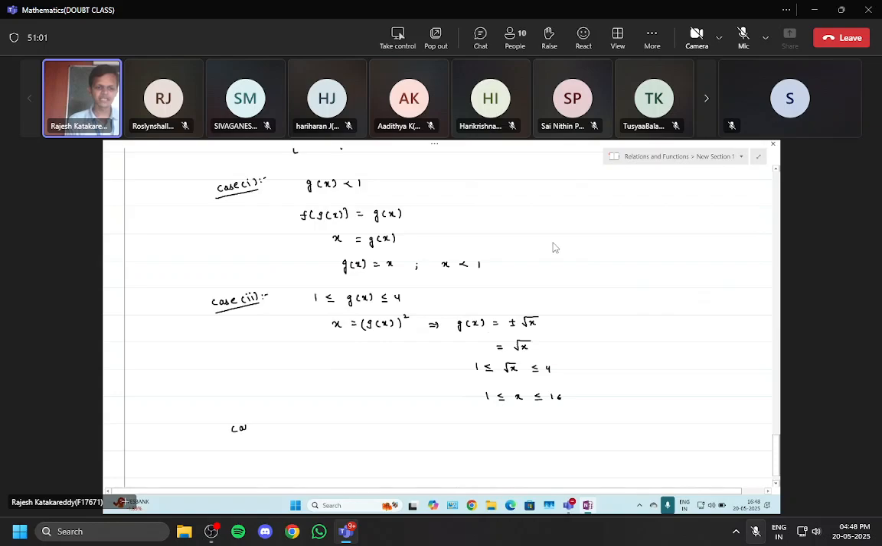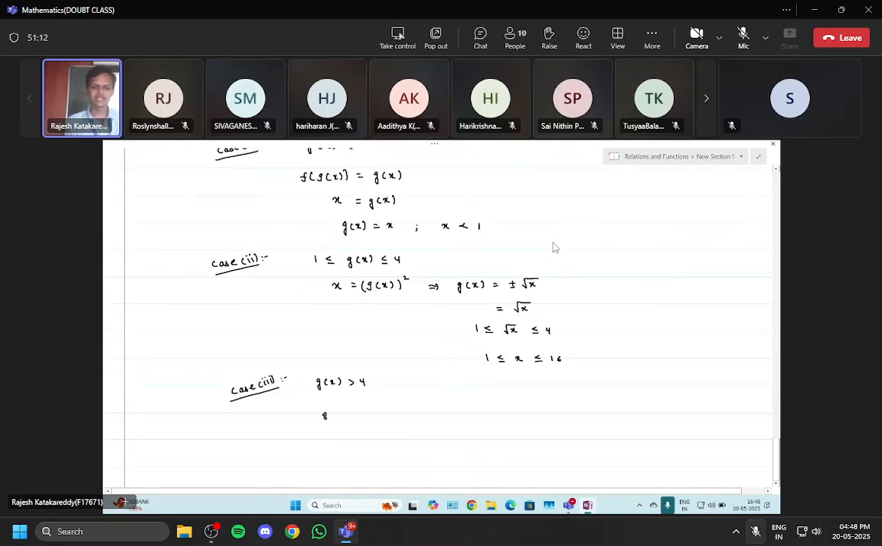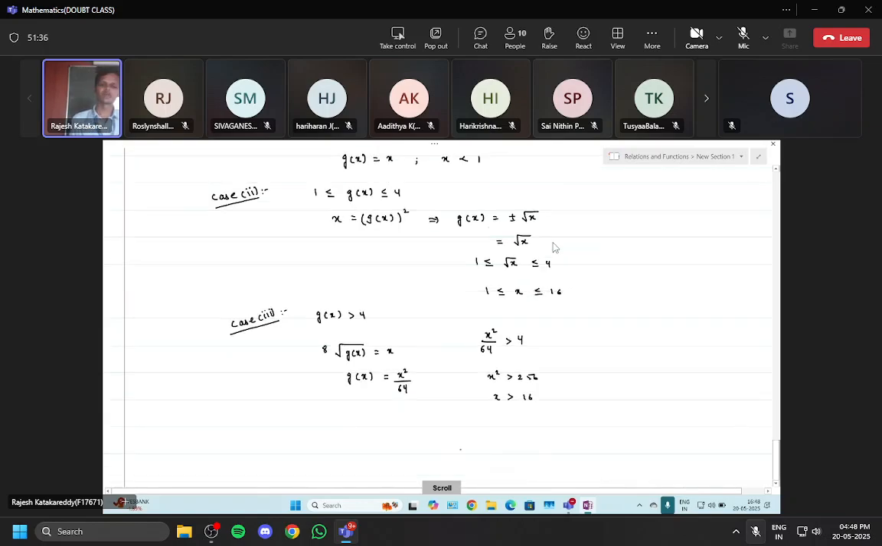Now the last case. In case 3, we are taking when g of x is greater than 4. What is the definition? I can write 8 times root g of x equals x. Now g of x will be equal to x square by 64. Using this, x square by 64 is greater than 4, so x square is greater than 256, and x is greater than 16. Clear? Now I have f inverse of x, or g of x.